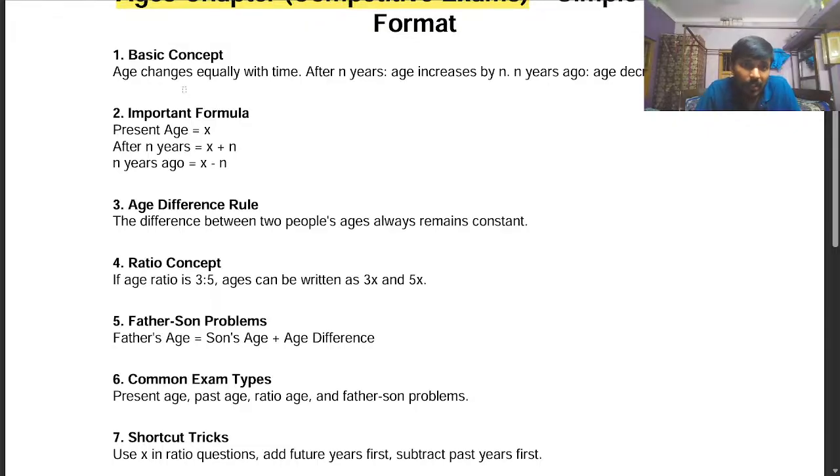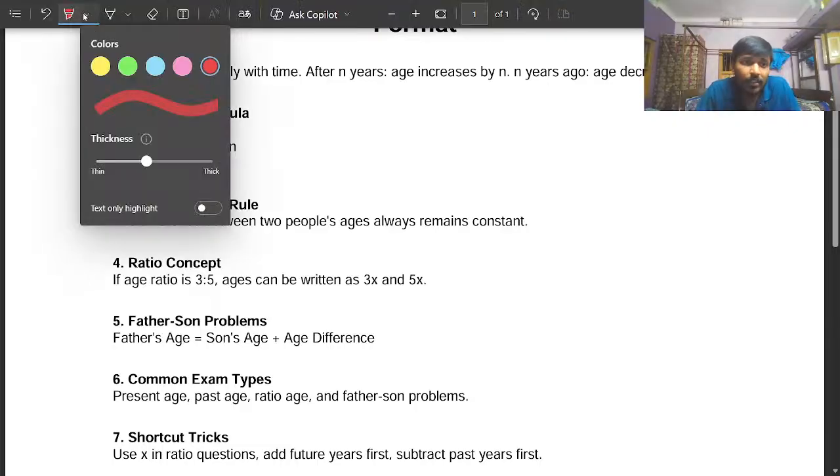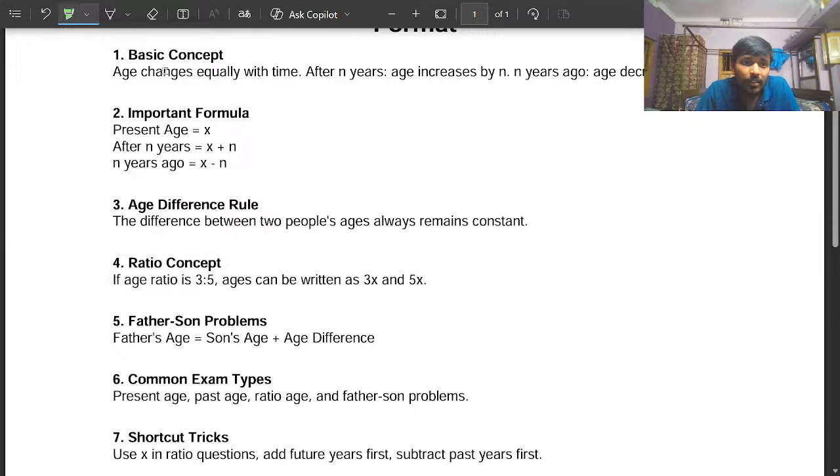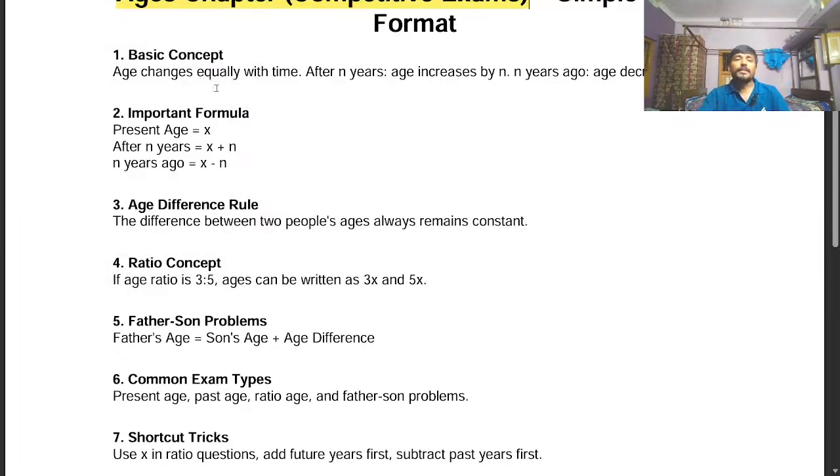So what is the basic concept of ages? Age changes equally with time. That is the basic concept. After n years, age increases by n. N years ago, age decreases by n.